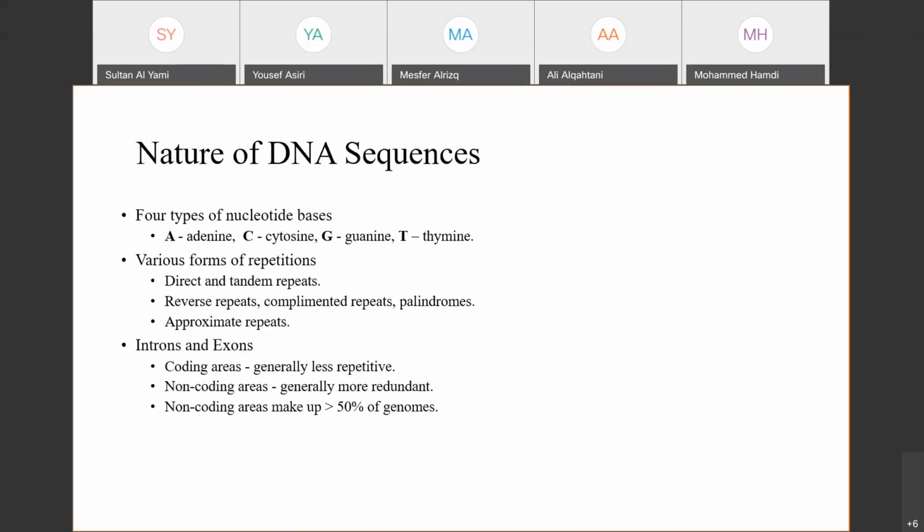There are 4 types of nucleotide bases: adenine, cytosine, guanine, and thymine. The DNA has various forms of repetition: direct and tandem repeats, reverse, complemented, palindrome, and approximate repeats. The DNA also has 2 parts, introns and exons. The intron is the non-coding area, generally more redundant, and it makes up 50% of the genome. And the exon is the coding area and generally less repetitive.